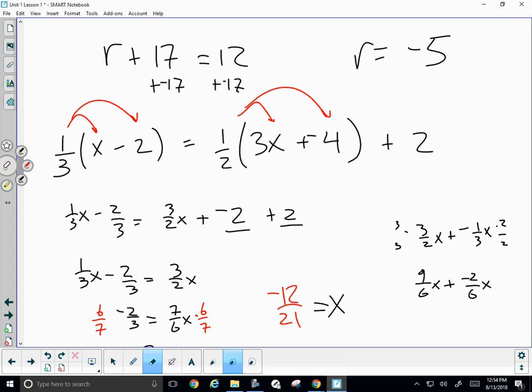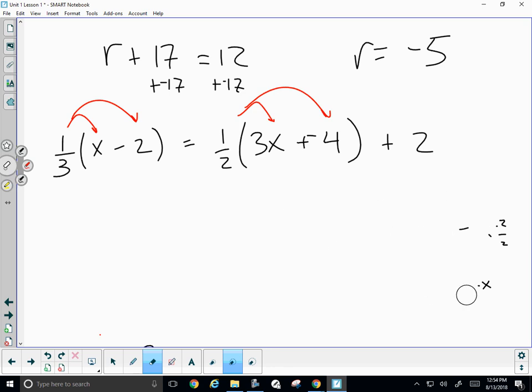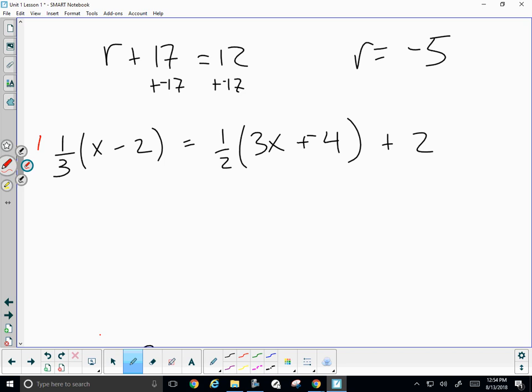I'm going to just go back and do this problem again a different way. I could plug it in and see if it works, or just try it again. Maybe try it a different way, see if that works. I'm going to go back and do this by multiplying both sides by 6. I got negative 12 21st, right? Something like that.